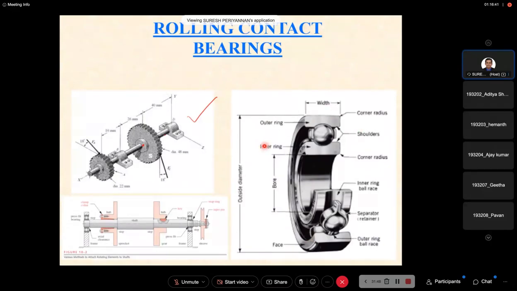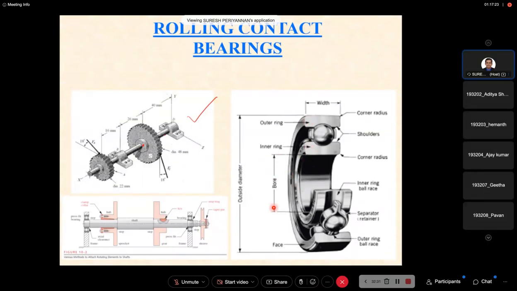Now, see here the construction of the ball bearing, or rolling bearing, or anti-friction bearing. We have to understand the terminology, the notations we use to identify the components in the rolling contact bearing system. This is the width of the bearing. This is the outer corner radius. This is a shoulder. This is the inner corner radius. This is the shoulder. This is the outer ring. This is the inner ring.